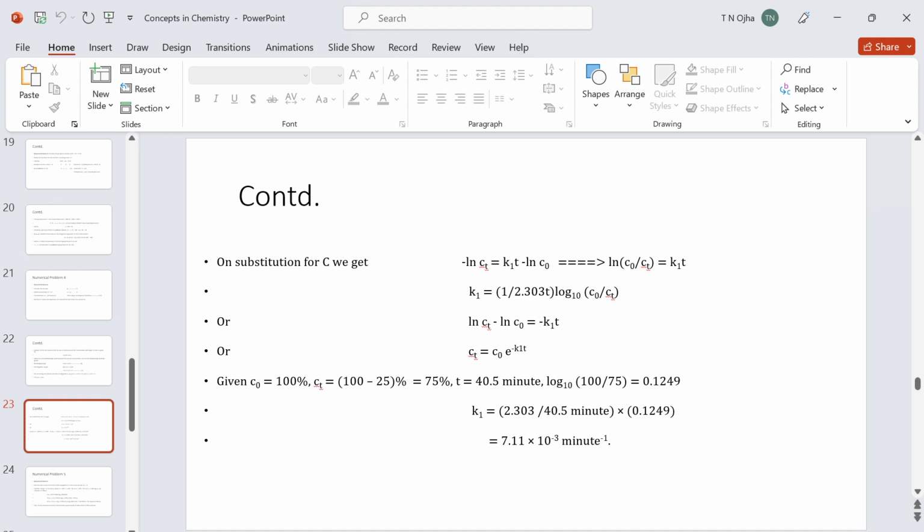We can put the value of C and transpose the equation. Thus we can get ln Ct minus ln C0 equal to minus K1T. T is given as 40.5 minutes. K1 can be calculated as given here, and it comes out to be 7.11 into 10 to the power minus 3 per minute.